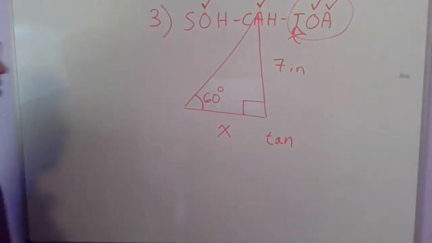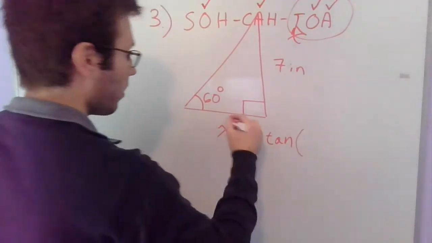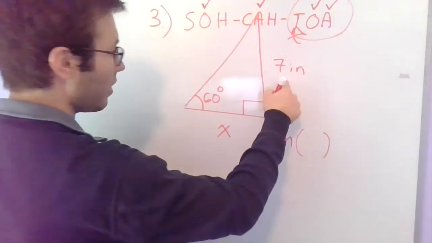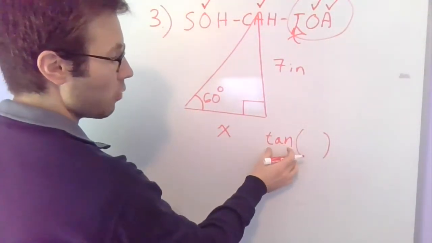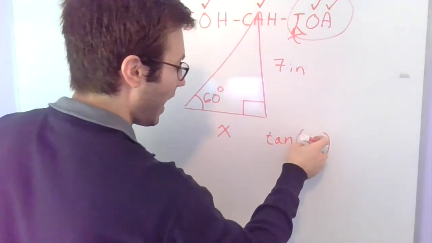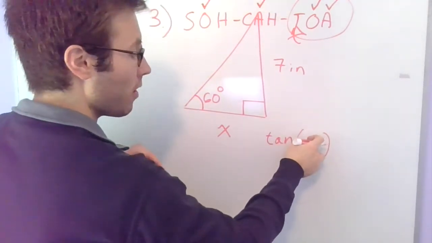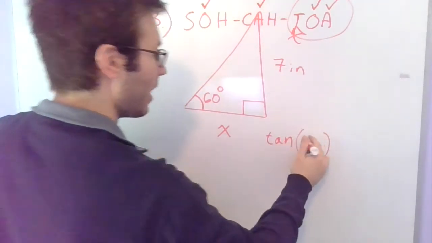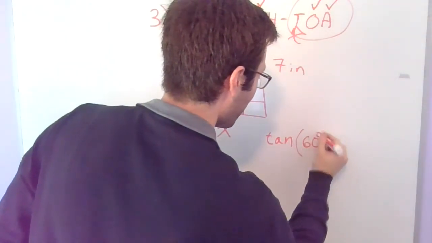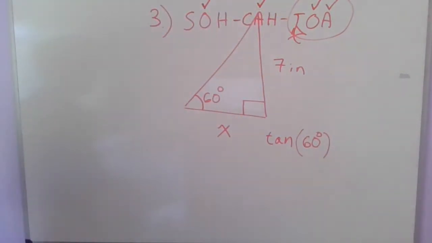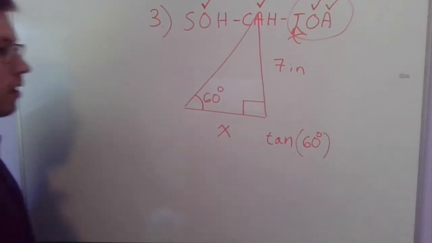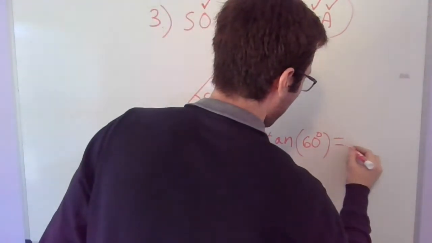So I write tangent of, well, what goes on the inside? It's not the side. Do not put the side in there. Every single one of these trig functions, you're going to have an angle going here. Never put a side in there. It's always going to be an angle. Put your 60 degrees in there. So tangent of 60 degrees. Then I write an equal sign.